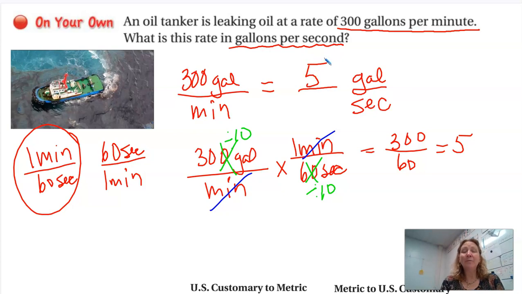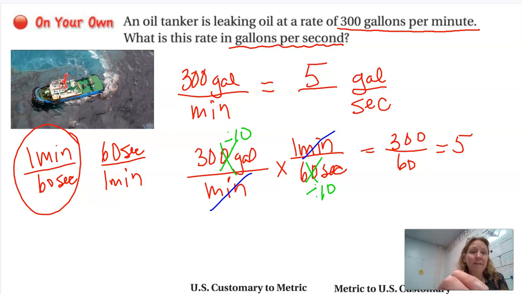So it makes sense if you have a measurement in minutes, that's a big number, right? 300 gallons per minute is a lot. It makes sense that it's only 5 gallons per second because seconds are smaller units. So you would expect proportionally that this number would be smaller. Now, if I go in the opposite direction, if somebody said, hey, this tanker is leaking 5 gallons per 1 second, it makes sense that per minute there's 300 because seconds are smaller units and there's more seconds inside of a minute.